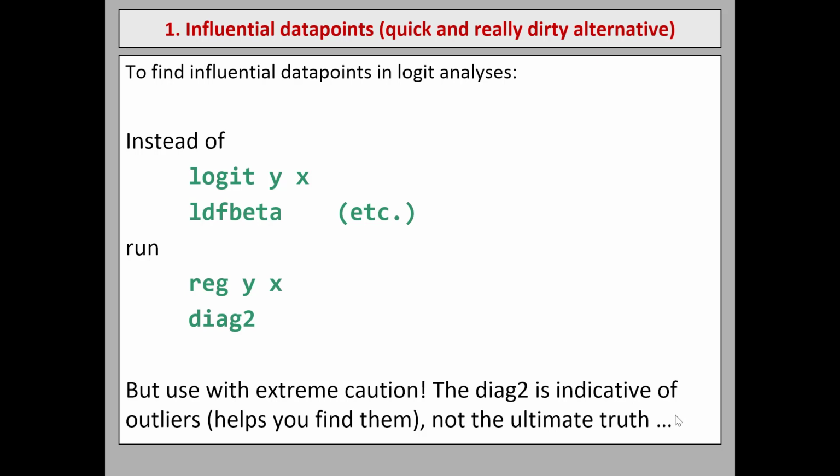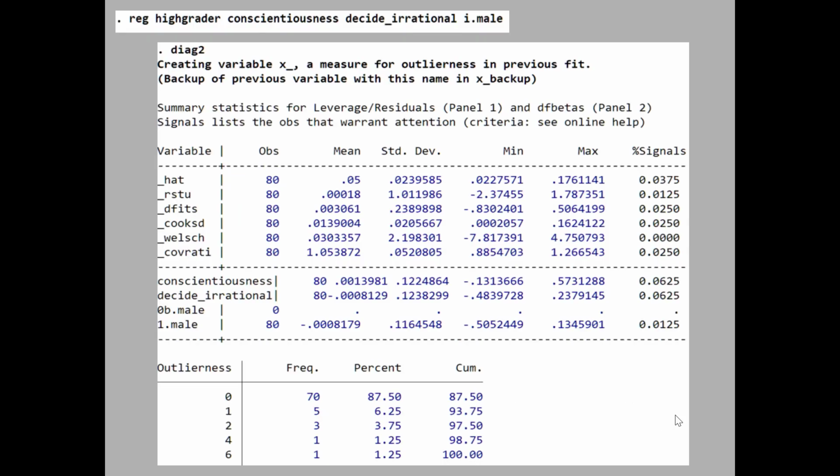So here you see this once again. There I have the same variables once again. Now I simply type regress in front of it, and then I omitted the output, but looked at the diag2 command, and there you'll see that same list of things that we had before.